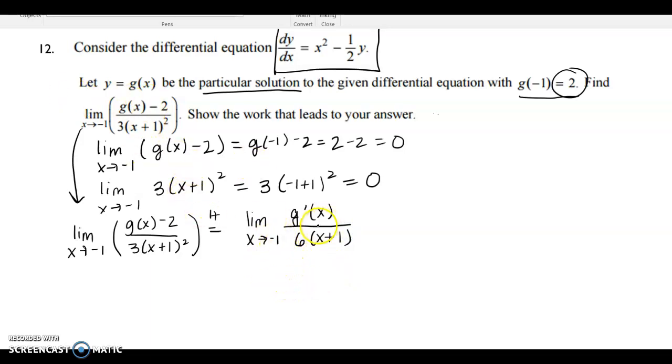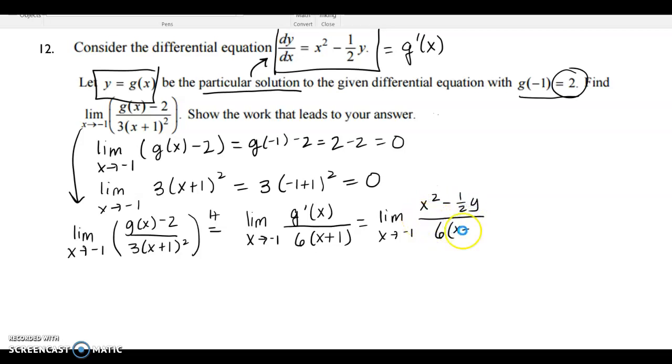Now, what is g prime of x? Well, we know y equals g of x is this particular solution to this dy dx, which means it's basically the y in this equation. And so what that means is this equation up here is really our g prime of x. It's just a fancy way of saying it. So let's go ahead and plug that in. x squared minus 1/2 y over 6 times x plus 1.